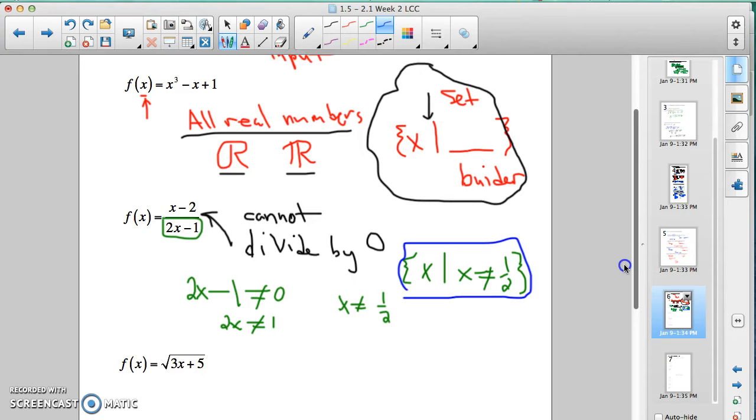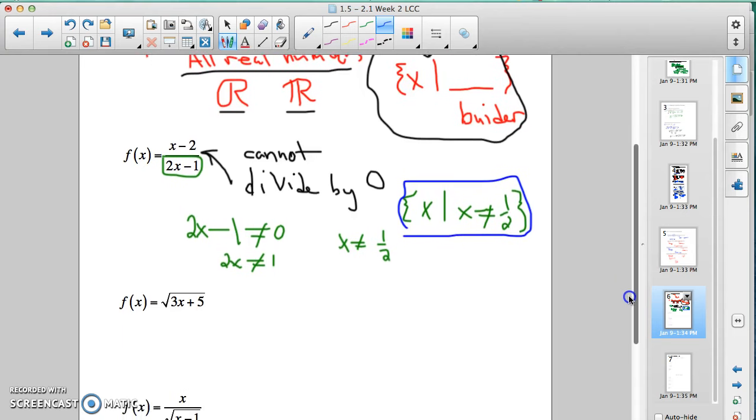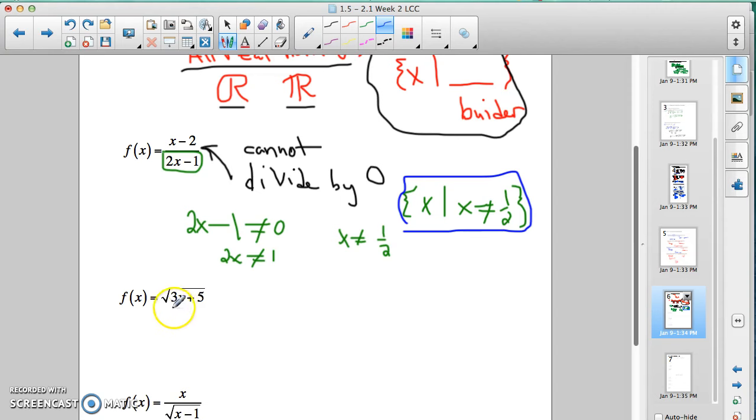Okay, so a denominator gives you a restriction. The other type of function that gives you a restriction is a square root. A square root gives you a restriction also, because we cannot take the square root of negative numbers and get real answers.